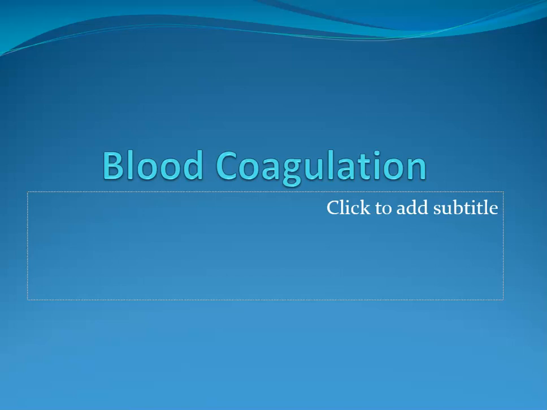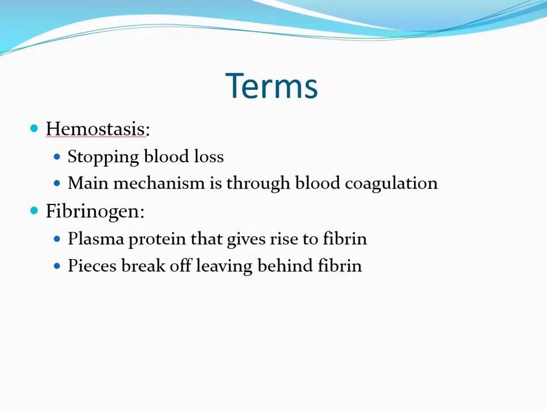In this video, we are going to look at the process of blood coagulation, how the body produces a blood clot. First, we need to familiarize ourselves with a few basic terms. The first term is hemostasis. Hemostasis is the process of stopping blood loss. The main mechanism for how this is accomplished is blood coagulation.